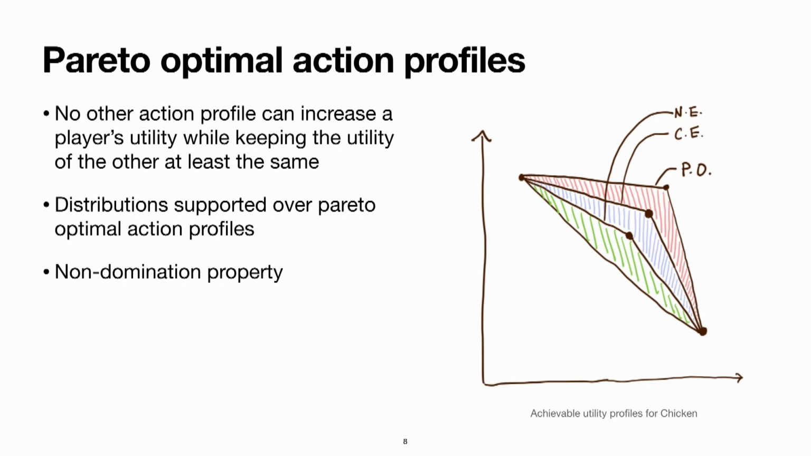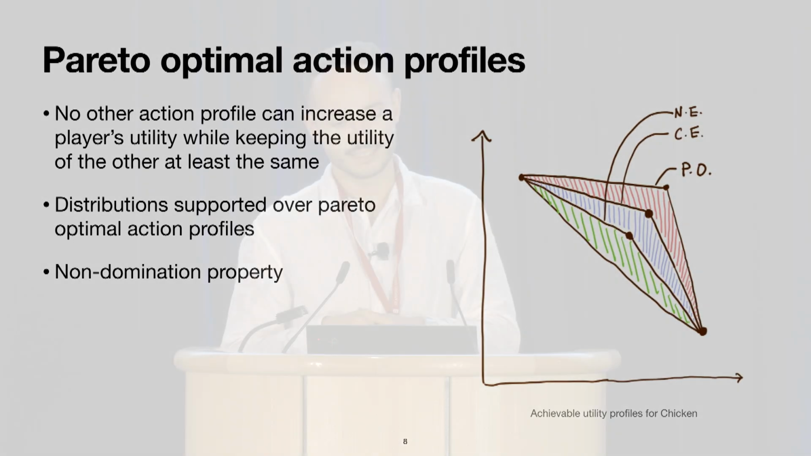And also, since the action advice is public for both players, as you will see, you need some form of non-domination property, which means that you're not worse off having a trusted third party, which is very good because otherwise there wouldn't be any reason to use that protocol, right, instead of a TTP.